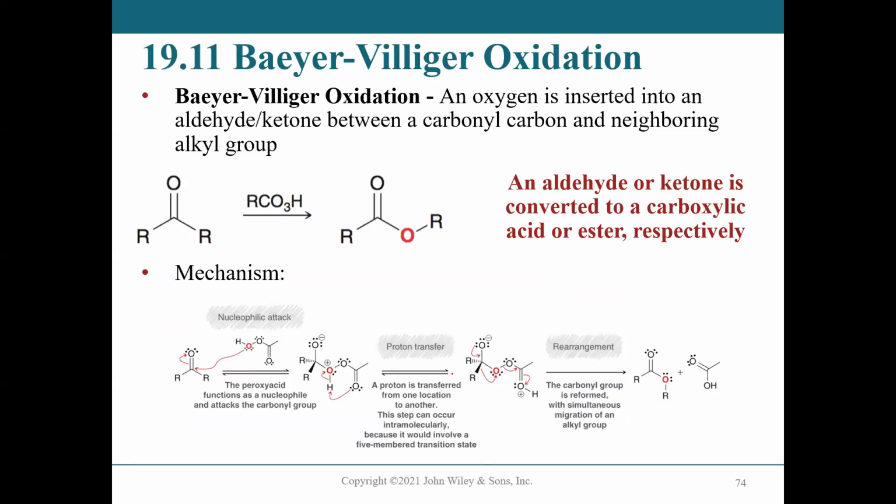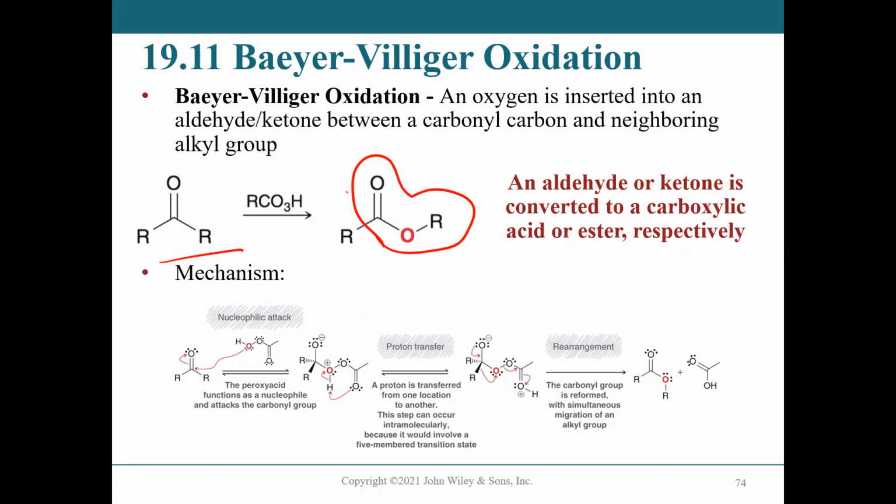So then they go into the Baeyer-Villiger oxidation. It's an oxidation where an oxygen is inserted into an aldehyde or ketone, between the carbonyl carbon and a neighboring alkyl group. And you can see this right here. So an aldehyde or ketone, in this case the ketone, is converted into a carboxylic acid or an ester. In this case, it's an ester, right? This is your ester group.